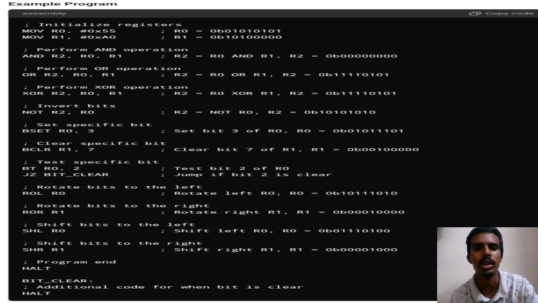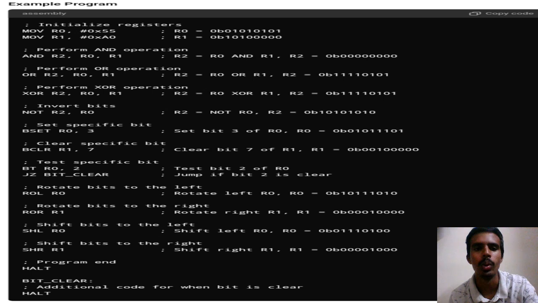Then comes the OR operation. It is the same, but here the comparison between R0 and R1 is made and the resulting data is stored in R2. Similarly, the OR operation between R1 and R0, and the result is stored in R2. So R0 ORed with R1 is equal to R2. So the data is 0B11111010. So this is what the OR operation is. Then comes the XOR operation. In the same way, R2 stores the value of R0 XORed with R1, that is R2 is equal to 11111010, same as the OR operation.